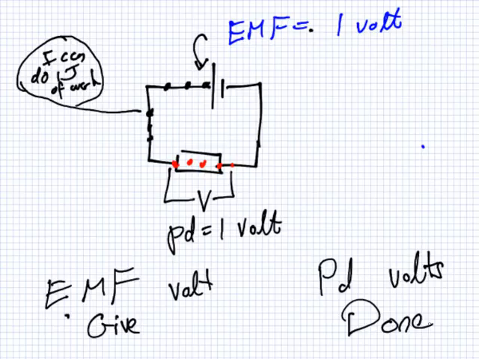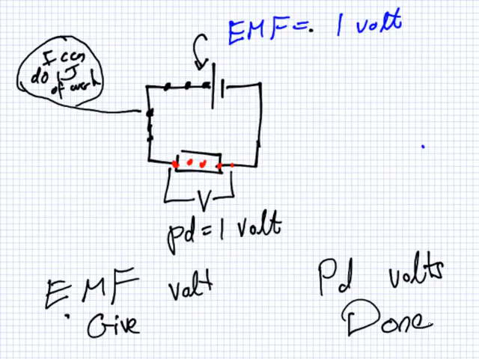Do you get the difference between EMF and PD? Explain again. So an EMF of 1 volt means my 1 coulomb was given the ability to do 1 joule of work. So it has 1 joule inside of it. A potential difference of 1 volt means this 1 coulomb did 1 joule of work. It no longer has the ability to do this work. It has spent its energy.